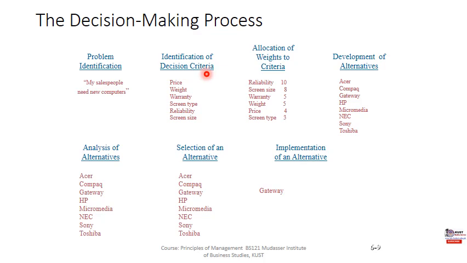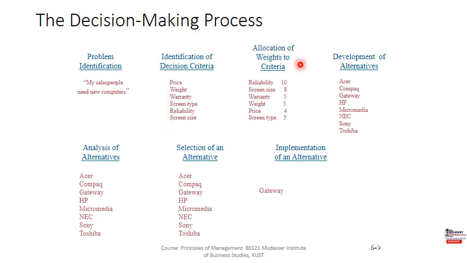The second step is the identification of decision criteria. That means what are the criteria that should be kept in mind while taking any kind of decision. For example, here we have the criteria of price, weight, warranty, screen type, reliability and screen size. But keep in mind, here we are not listing it on the basis of its importance.